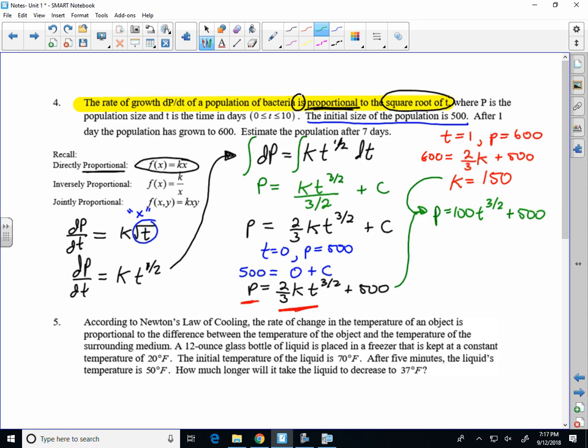And then the last step is just to replace the t with the 7, because I have p equal to all this stuff, but if I want to know at t equals 7, then I'd be looking at 100 times 7 to the 3 halves plus 500. And you get some approximate answer for that.